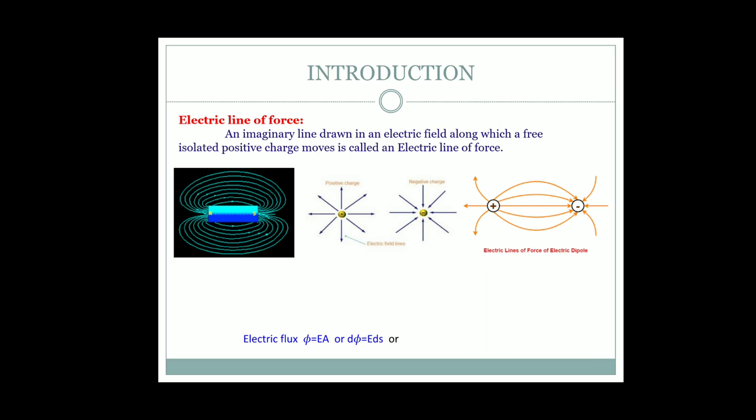Similarly, in electrostatics, a free positive charge will move from a positive charge and reach the negative charge. So, an imaginary line drawn in an electric field, along which a free isolated positive charge moves, passing from positive charge to negative charge, is called an electric line of force. So, we can define it as an imaginary line drawn in an electric field along which a free isolated positive charge moves is called an electric line of force.